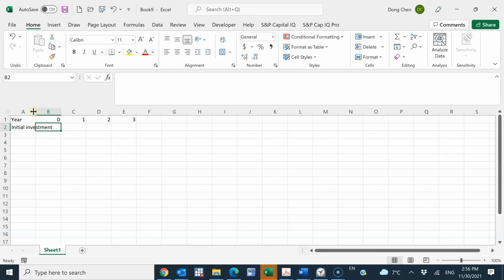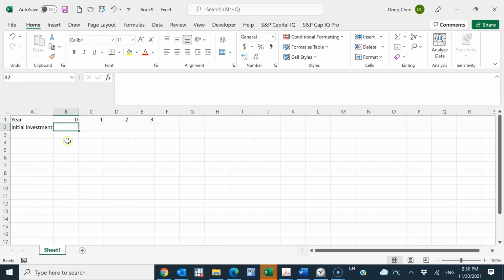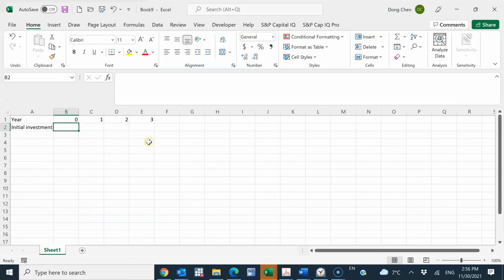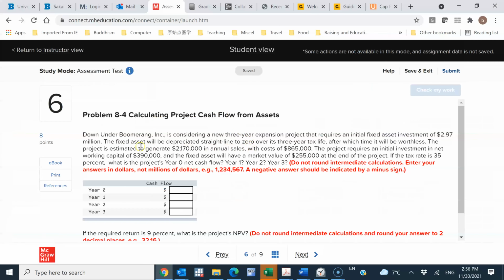And the amount turns out to be $2.97 million, so it's $2,970,000. And it's the fixed asset.